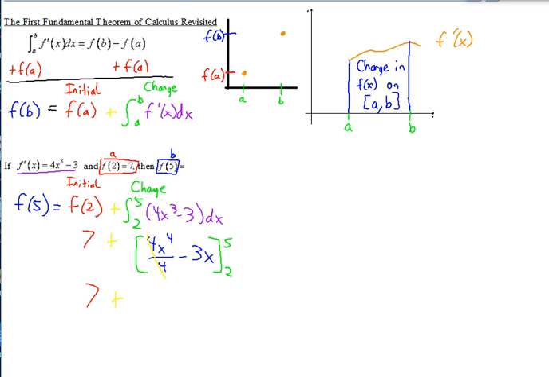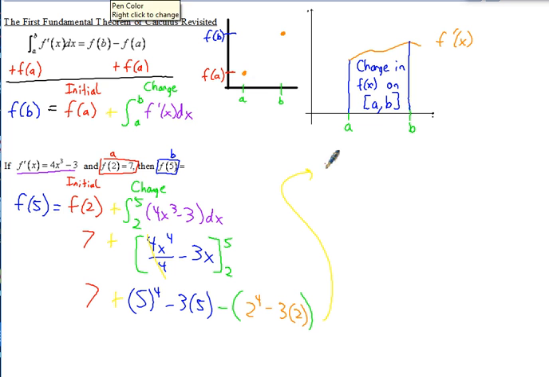And then let's go ahead and substitute in the upper limit first. So that'll be 5 to the 4th, minus 3 times 5, and then minus, in parentheses, because this is more than one term here, so that'd be 2 to the 4th minus 3 times 2. And let's just simplify this now.